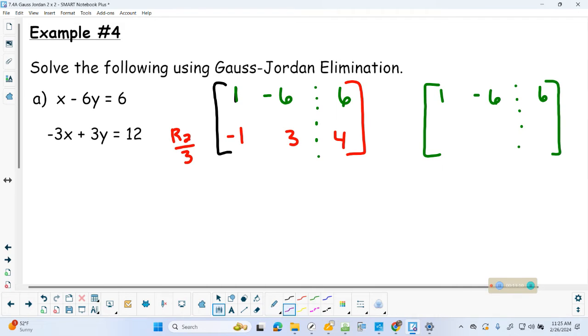Now, the next number I'm working on is this. I need that to be 0. Super easy. How can you turn that into 0? Add 1. I just add them, right? If I add these together, is that 0? 1 plus negative 1 is 0. Mental math. So here's what I'm going to do. I'm going to add row 1 and row 2 together.